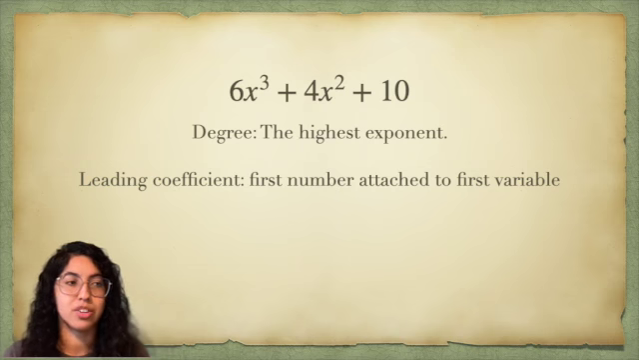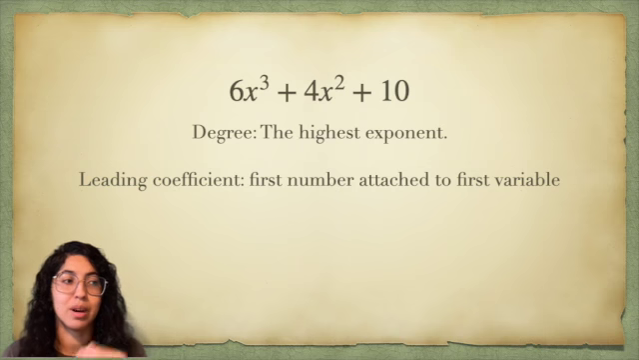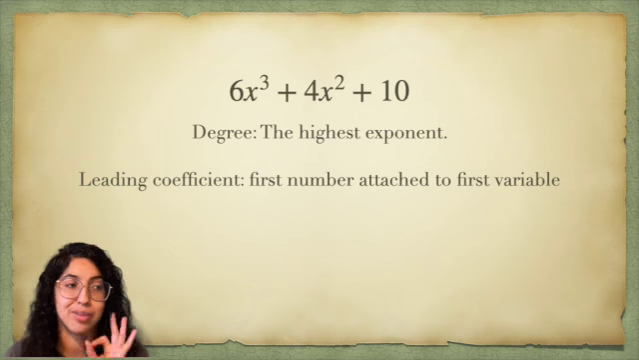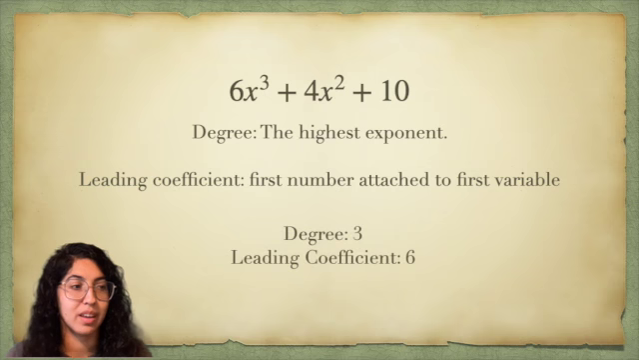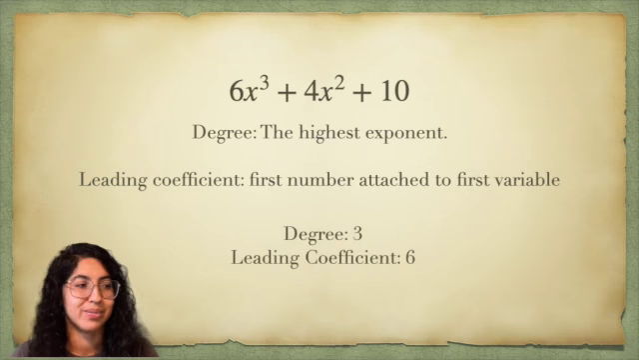And then leading coefficient is the first number attached to the first variable. Remember, if I have x by itself, what goes in front? A 1. So you need to remember those rules. So this one would have a degree of 3 because my highest exponent is 3, and my leading coefficient is 6. And that would be that.